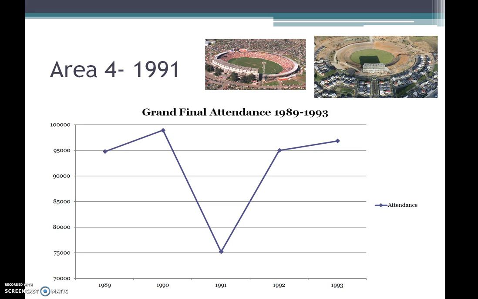The attendance was just over 75,000 for that Grand Final in 1991, which was peak attendance for Waverley Park. Interestingly, less than 15 years later, the ground had been demolished and replaced with a housing estate. Quite a shame, considering I live down near Waverley Park, and I'm also a Hawthorn supporter.